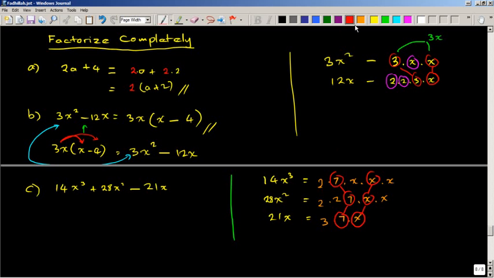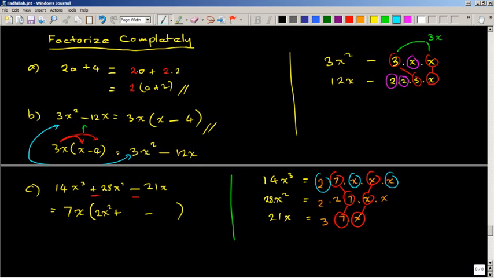So what you do, you know 7 and x, you multiply them together. 7x, you put outside the bracket. And then put all the remaining inside the bracket, but you maintain the plus and minus from here. So now 14x cubed, you have pulled 7x out. What do you have left? You have 2x and x. So 2 times x times x is 2x squared. So put 2x squared.